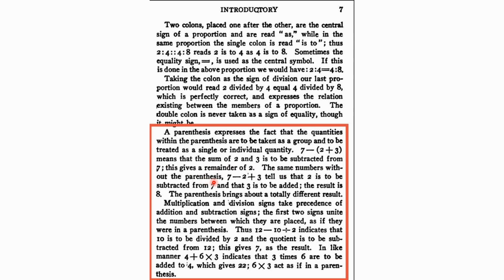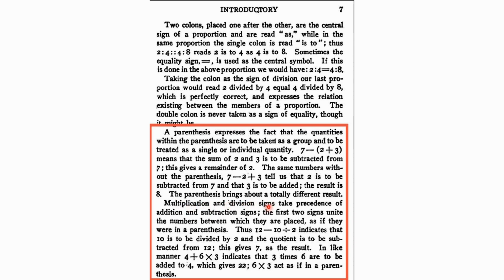They explain it. Now, if you don't have parentheses, that tells us that 2 is to be subtracted from 7 and that 3 is to be added. And the result is 8. You can see the difference between this and this. In one case, you get an answer of 2. In the other case, you get the answer of 8. The parentheses bring about a totally different result. But this is the thing that a lot of people forget, even today in the year 2025. And again, this was over 100 years ago.